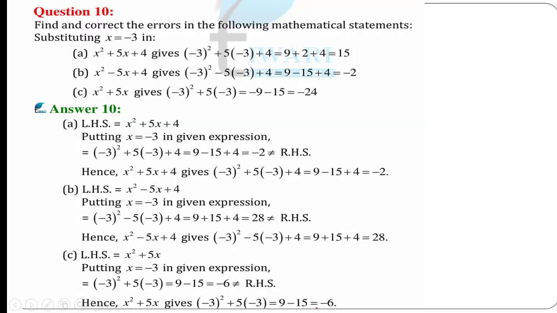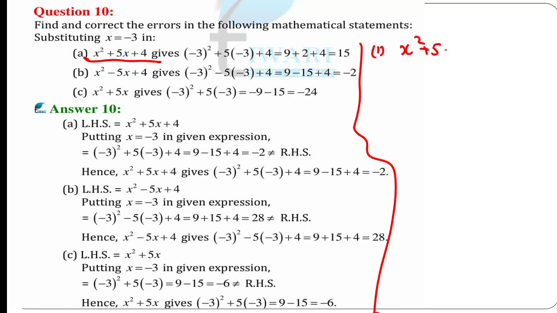So the next question is to find and correct the errors in the following mathematical equations. So we have to find this error. On putting the value of x equal to -3 in the first part, the first part is x² plus 5x plus 4. So we have to put the value of x to be -3. On putting -3 instead of x, plus 5 into -3, and the last term is 4.